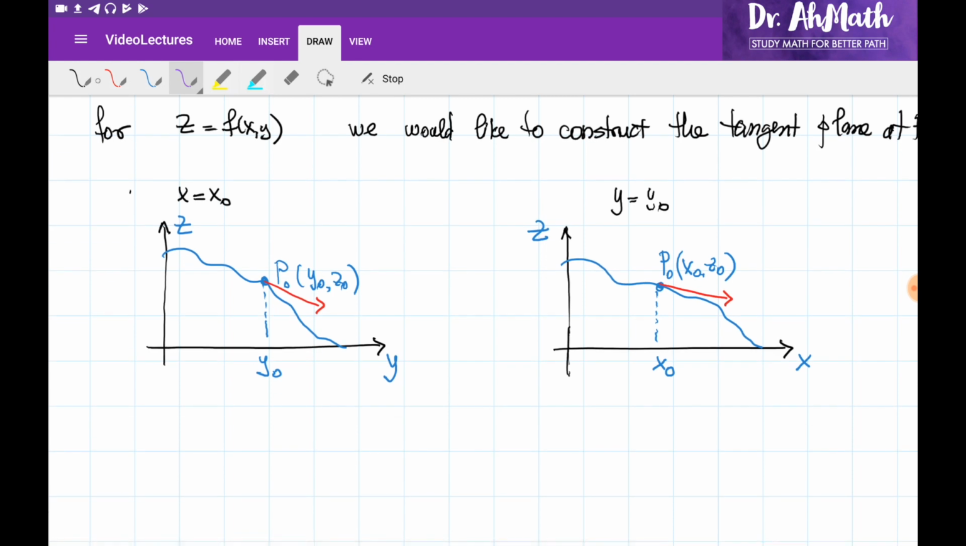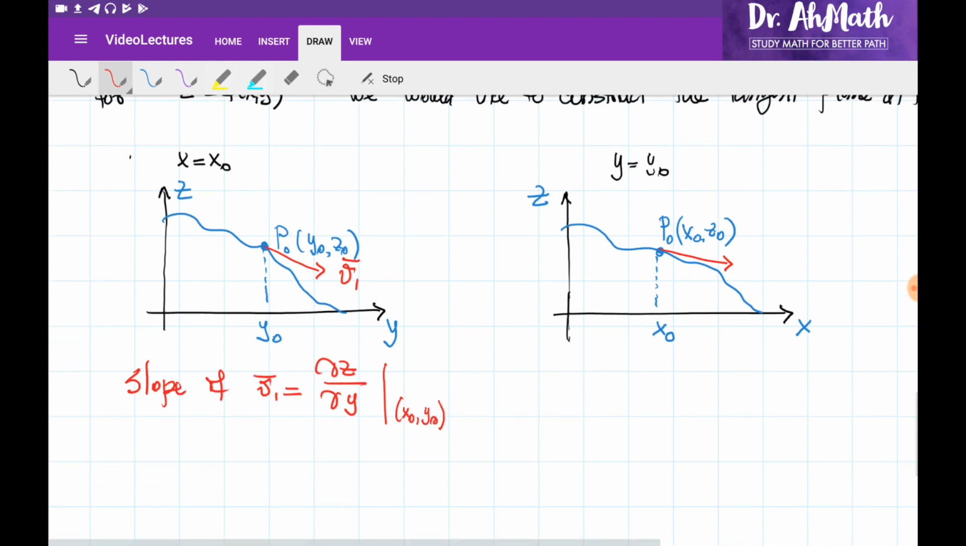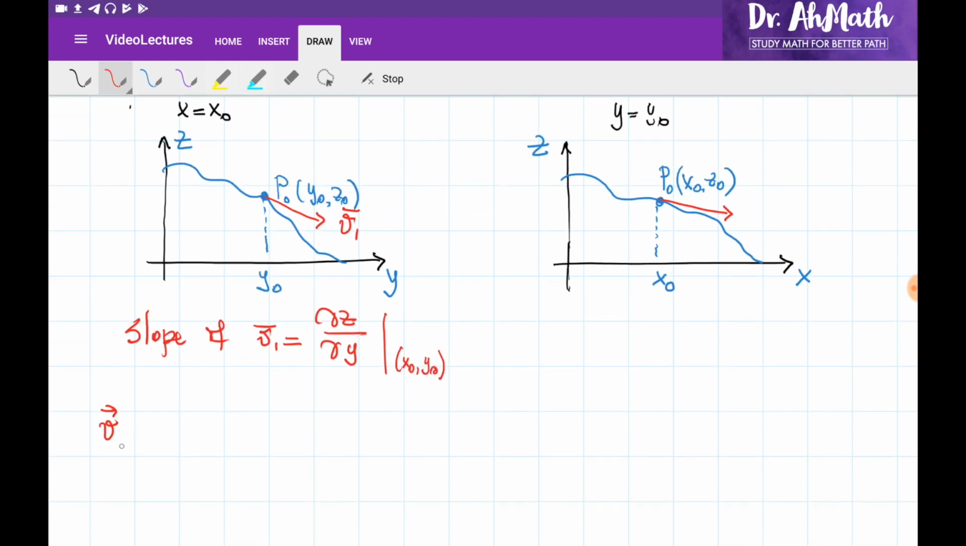So if I would like to obtain this tangent vector, v1, right? I know that the slope of this vector v1 is equal to the derivative of the surface with respect to y, right? At the point x0 and y0. Therefore, I can write down the v1 vector as j plus the derivative of z with respect to y at this point x0 and y0 multiplied by k.